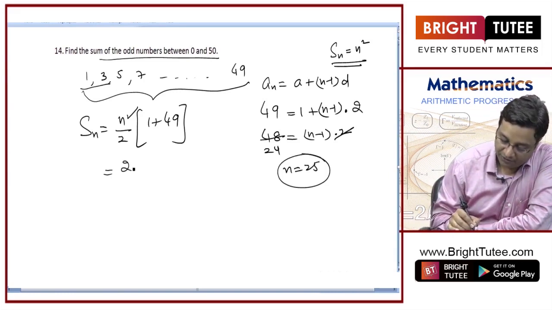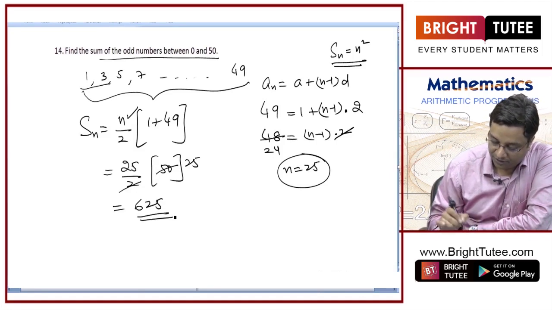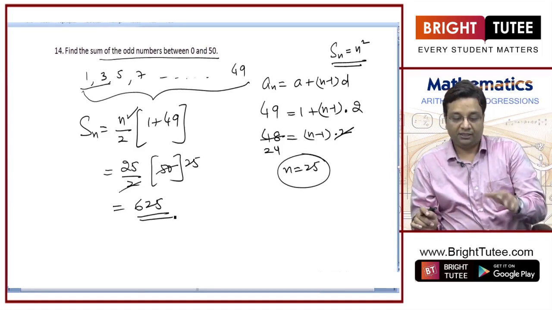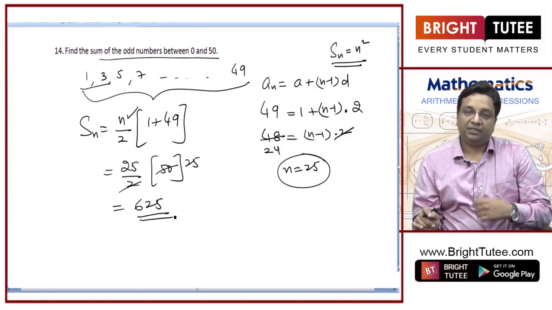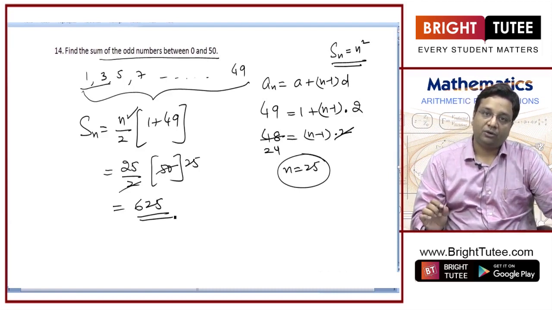So, if I put 25 here, by 2 into 50, it will give me 25 into 25 which is equal to 625. Otherwise, this is the lengthier method. Otherwise, what you could have done is, we know that how many odd numbers are there from 1 to 50?